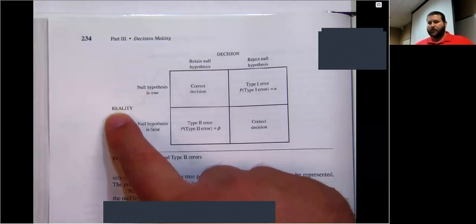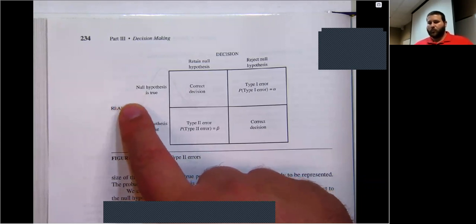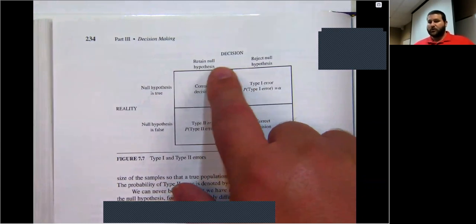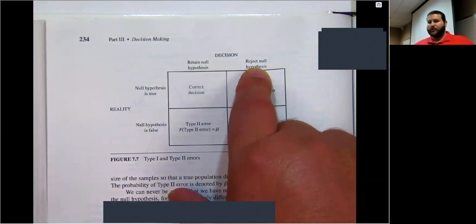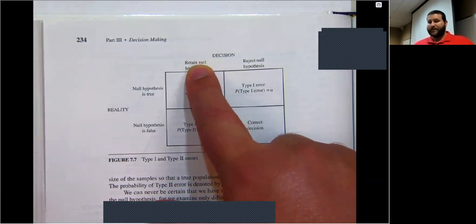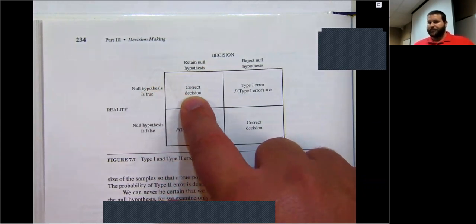We don't ever actually know the true nature of the null hypothesis. So this information, we're not privy to this information. All we can do is make a decision, reject the null, or retain it, which would be accept it. That's the same thing, retain, or reject it. And if we retain the null, meaning we accept the statement of the null hypothesis to be true, and it is true, then we made a correct decision, right?